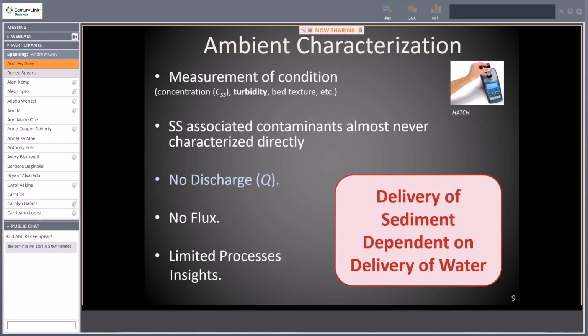And so with ambient characterization, it's usually a snapshot. There's no discharge information collected. And for that reason, we can't really get at flux, and it greatly limits the kind of process-based insights that we might derive from collecting that information.